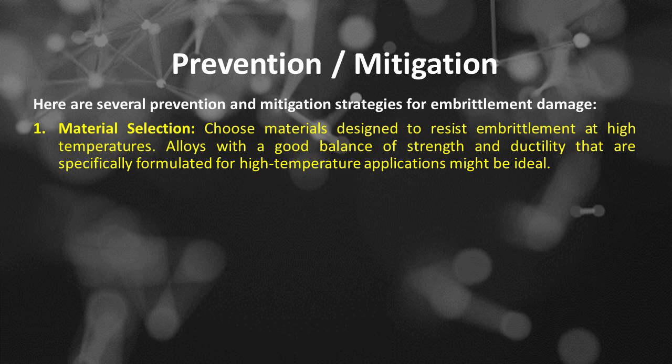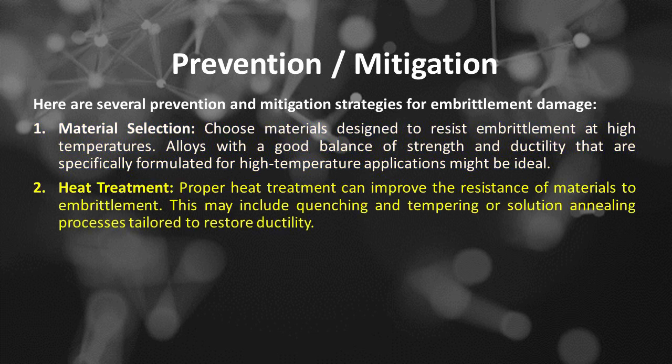Alloys with a good balance of strength and ductility that are specifically formulated for high-temperature applications might be ideal. Number 2 is heat treatment. Proper heat treatment can improve the resistance of materials to embrittlement. This may include quenching and tempering or solution annealing processes tailored to restore ductility.